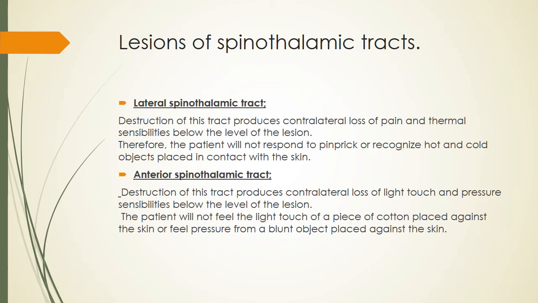The anterior spinothalamic tract carries light touch and pressure, so the destruction of this tract again produces contralateral loss of light touch and pressure sensations below the level of the lesion. So the patient will not feel the light touch of a piece of cotton placed against the skin or feel pressure from a blunt object placed against the skin.